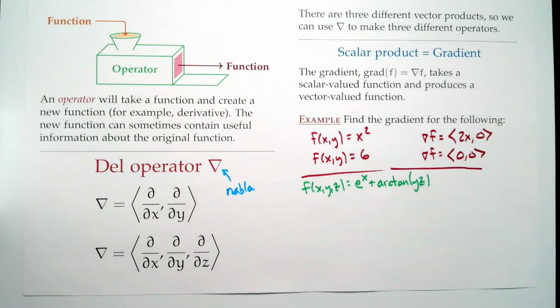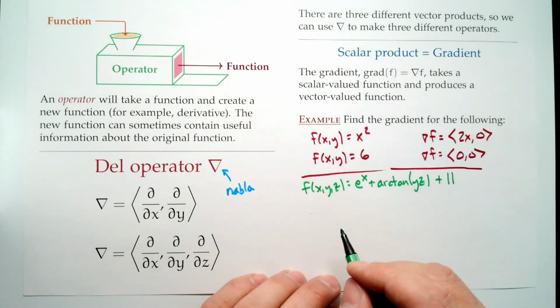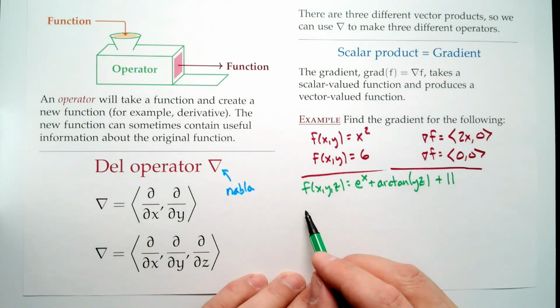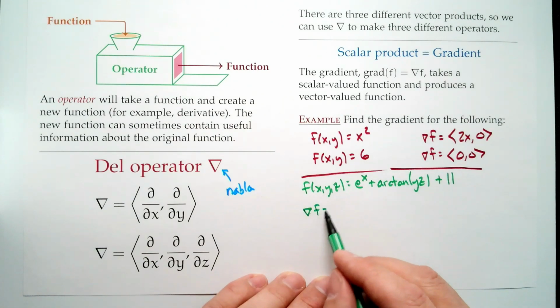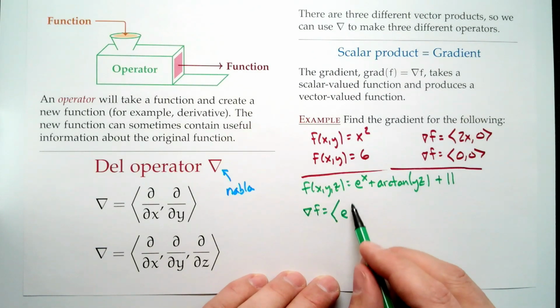So we can add a little bit more. Are you satisfied with this? Yes? Always satisfied. All right. Throw something in on the end. Okay. So the gradient of f will be derivative with respect to x, e to the x.